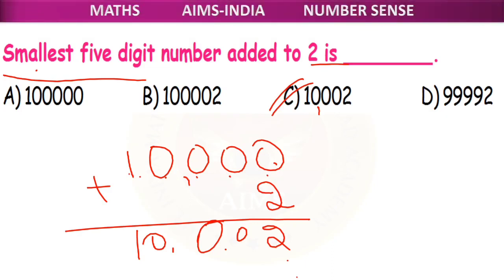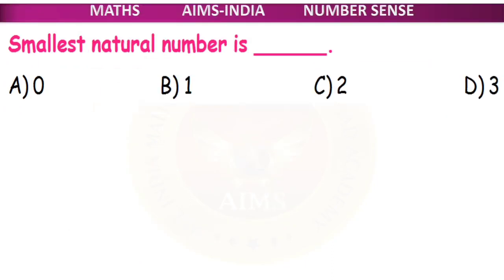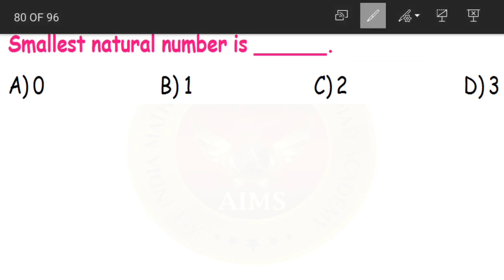Okay, children. Moving on, smallest natural number is dash. Now what are natural numbers?